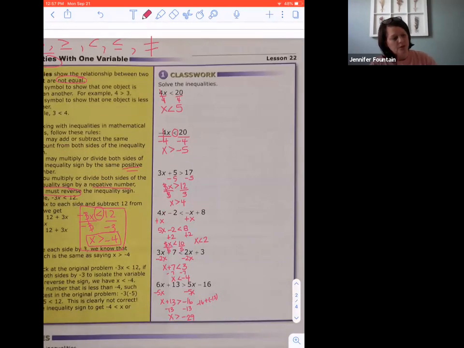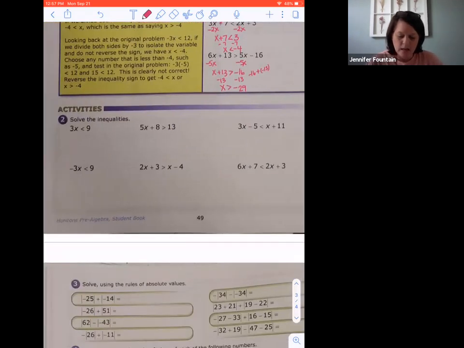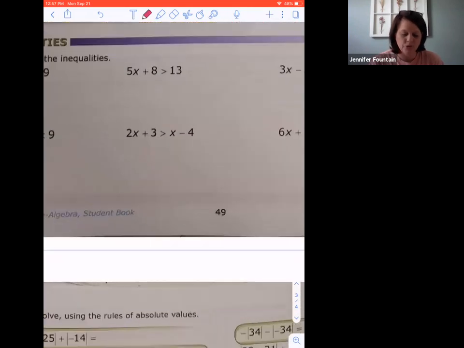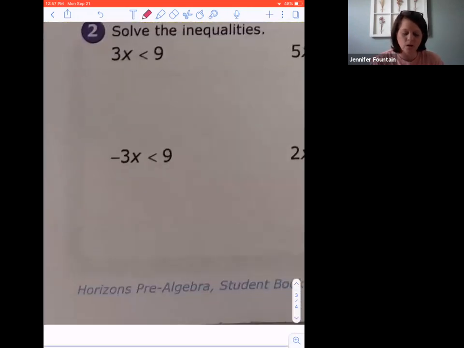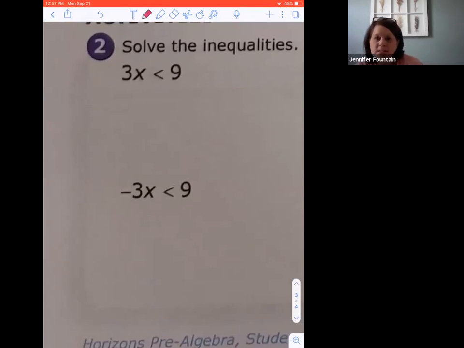All righty, then what we're going to do is we're going to go ahead and take a look at activities 2. And I want you to go ahead and work the first two on the left-hand column, the ones that I have shown on the screen. 3x is less than 9, and negative 3x is less than 9. Work both of those, and let's see what we come up with.